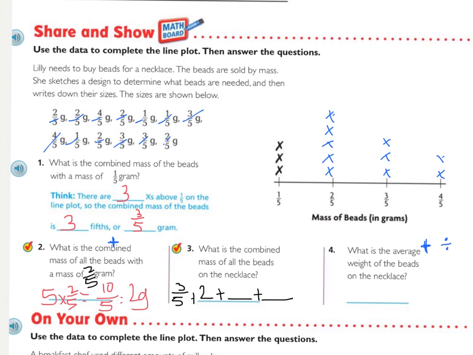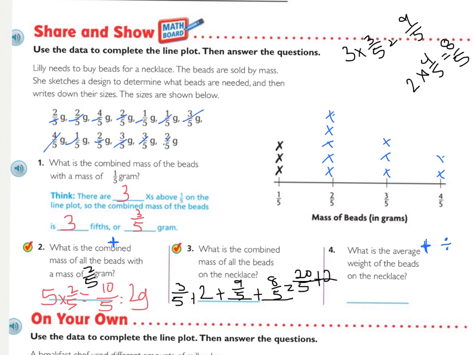Now I'm going to do some work up here. I have 3 data points for 3/5, so that's going to end up being 3 times 3/5, which equals 9/5. And then 4/5, there are 2 data points times 4/5. 2 times 4 is 8/5. So if I add those down here, 9/5 and 8/5, I add up all my numerators, I end up with 20/5 plus 2 whole numbers. 20 divided by 5 is the same as 4, because there are 4 5s in 20, plus my 2.